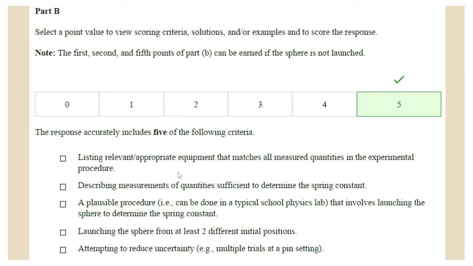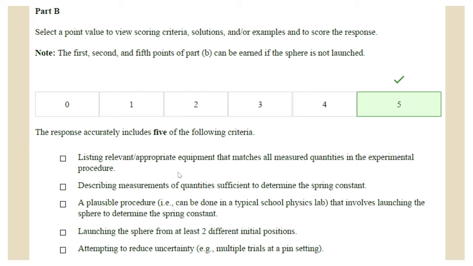Then notice here it says, any attempt to reduce uncertainty will get you a point. The classic example of that is multiple trials at a pin setting. If you just talk about doing multiple trials and averaging them together, they're going to give you the points for that.